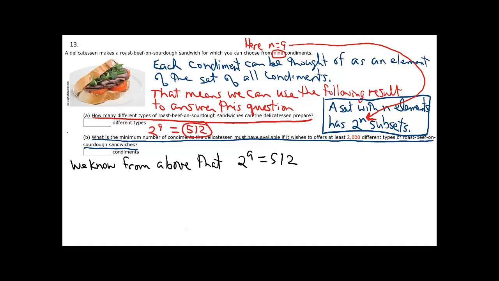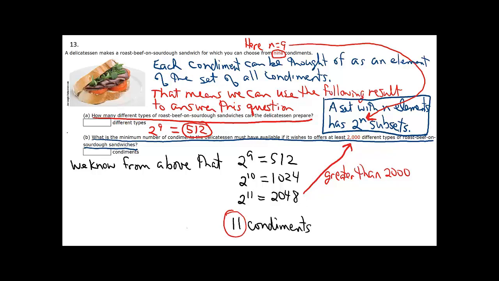So since 2 to the 9th is only 512, we try 2 to the 10th. Turns out that's only 1,024. But when you bump it to 11, you get 2,048. So it would take 11 ingredients to bump you up to 2,000 or greater, so that you could say that you offer at least 2,000 different types of roast beef on sourdough sandwiches. So the answer is 11 condiments.